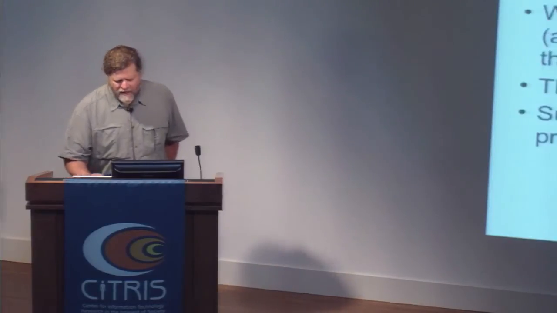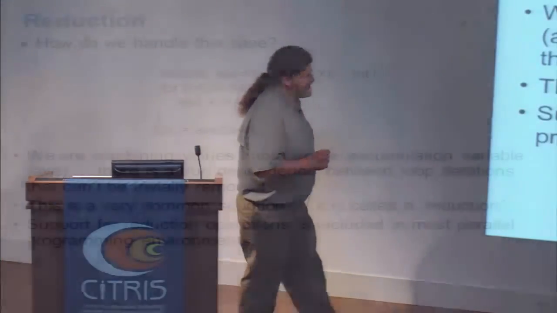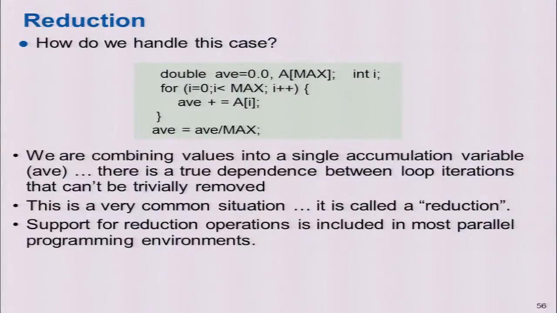So I do want to talk about a reduction, because this happens so much. Look at this piece of code here. I have a loop that's going to compute an average over an array. All right? Technically, average is a dependency between loop iterations. I can't parallelize that loop. It has a loop carried dependence.